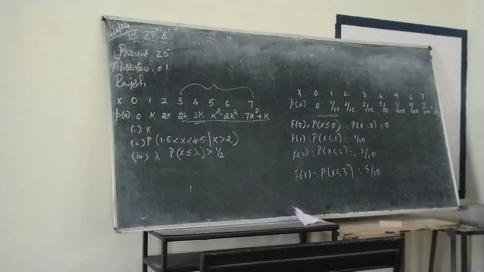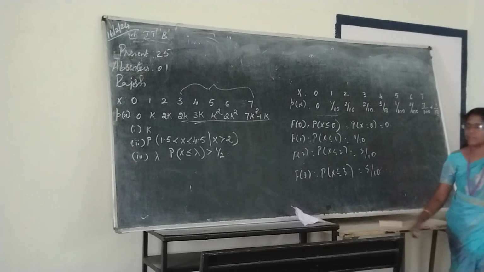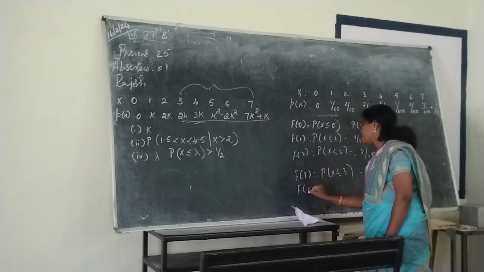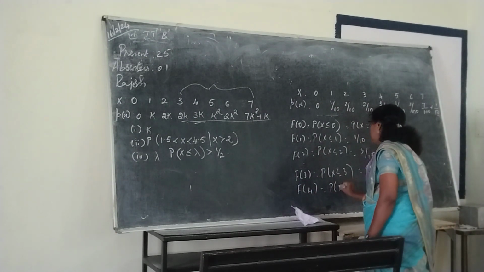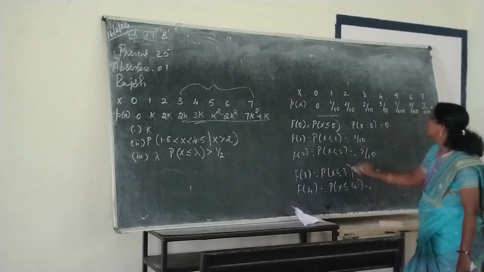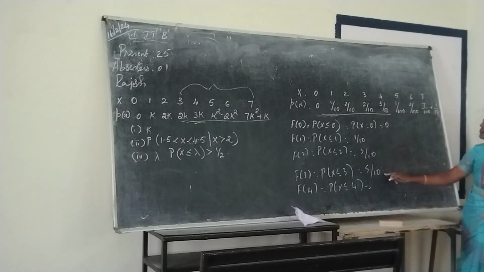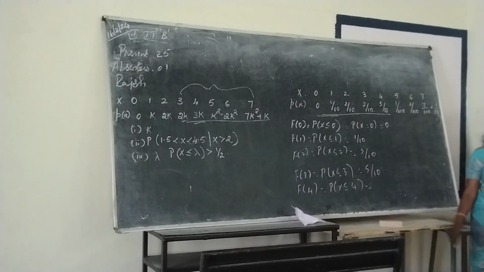It is equal to 0.5. But what is the question given? Greater than 0.5. So go for the next one. So X equal to 4. Probability of capital X less than or equal to 4. So you have to add up to 4. 8 by 10.